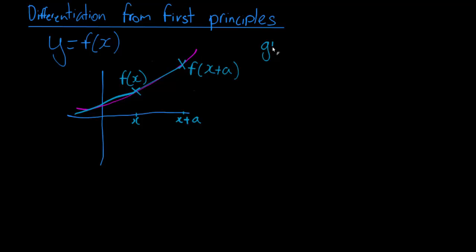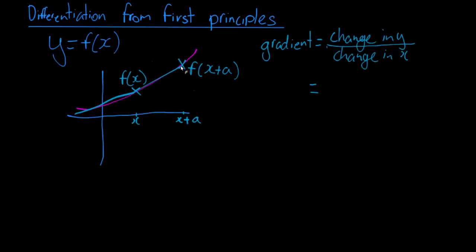How we'd actually work it out, just like if you were doing it on a straight line, we'd have to do the change in y over the change in x. In this case, what's the change in y? Well, that's the difference between these 2 points. So that's f of x plus a minus f of x. So that's our y values changing.